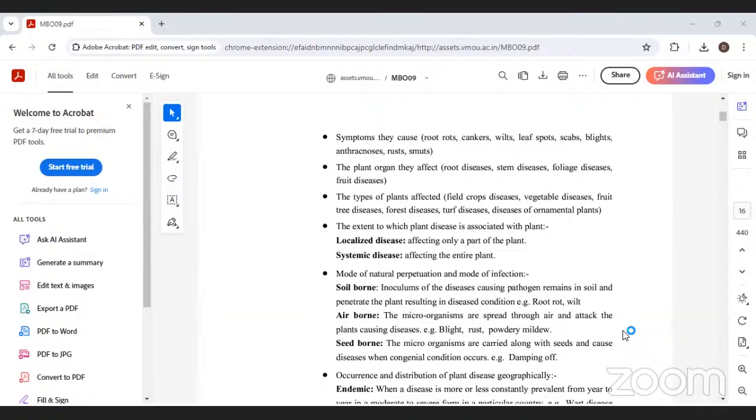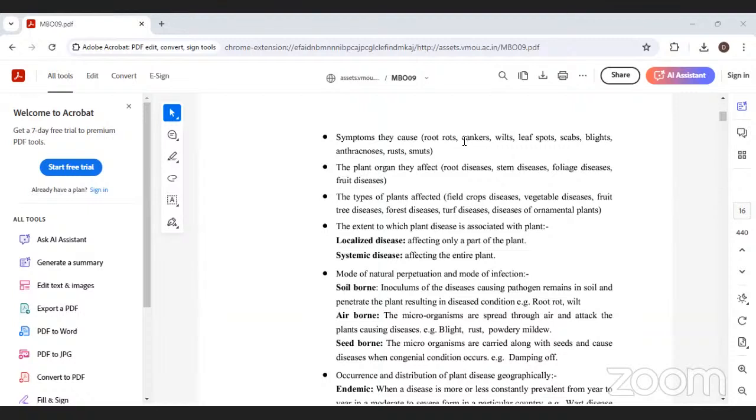Root rots, cankers, wilt, leaf spot, scabs, blight, anthracnose, rust. Last one is the smut. These are the symptoms you can observe in the plants, in the different plant parts causing the diseases. One, root diseases. Second is called canker diseases. Third is wilt diseases. Fourth is called leaf spot diseases. Scabs, blight diseases. These are the first method.